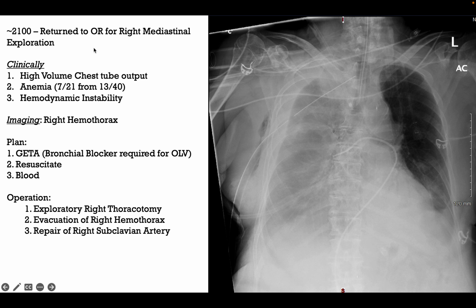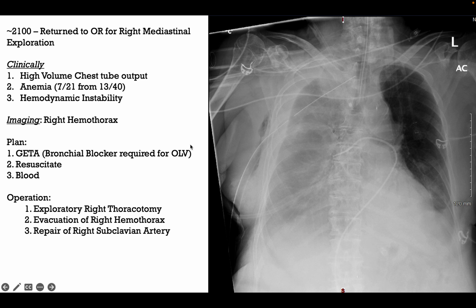Approximately 2 hours after dropping the patient off, the patient returned to the operating room for right mediastinal exploration. This was the chest x-ray that was obtained prior to going to the operating room, and what we see is a right hemothorax. There was high volume output from the chest tube, and the patient was anemic. Starting hemoglobin, as discussed, was 13, and it dropped to 7. We also had hemodynamic instability at this time.